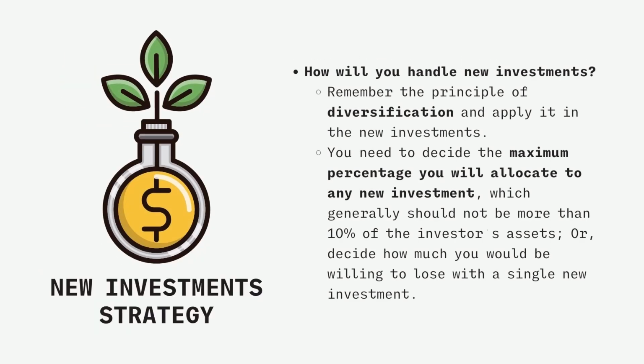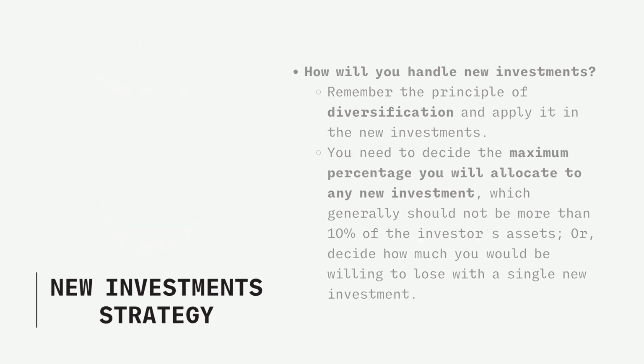New investment strategy. How will you handle new investments? You need to decide the maximum percentage you will allocate to any new investment. Most experts advise that this amount should not generally be more than 10% of your investor's assets. You have to decide how much of the maximum amount you're willing to invest with a single investment. In other words, decide how much you will be willing to lose with such single investment. Decide also on the maximum amount of your company stock that you will include in your retirement account. For most people, this should not be more than 5 to 10% of the funds in your retirement account. And always remember the principle of diversification.